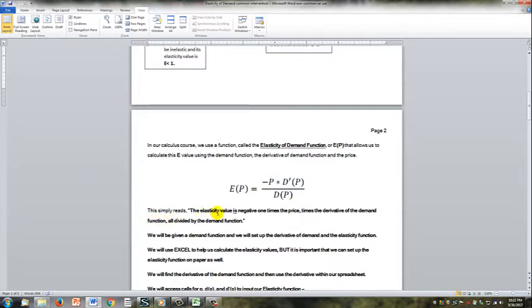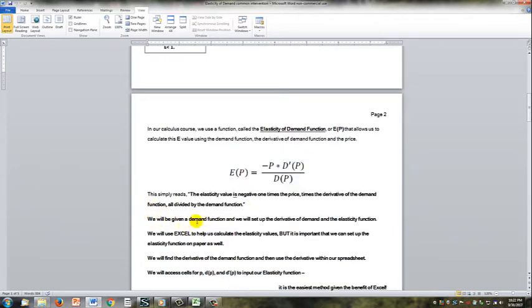This simply reads: the elasticity value is -1 times the price times the derivative of the demand function, all divided by the demand function. And this -1 is important. I would type out -1 times P to ensure that I didn't get any errors.